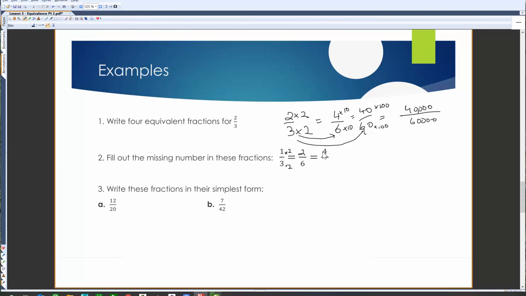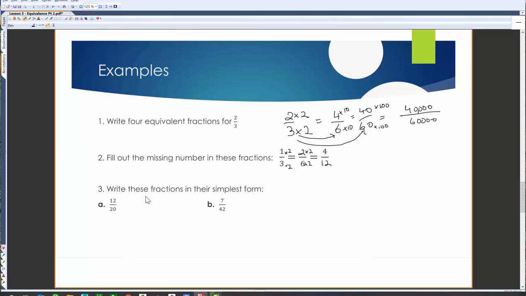Now this one has 4 parts. We have 4 parts, but we don't know how many parts we're split into. So if I multiply 2 by 2 and 6 by 2, I'm going to get 12. 4/12 is the same as 2/6, which is the same as 1/3.